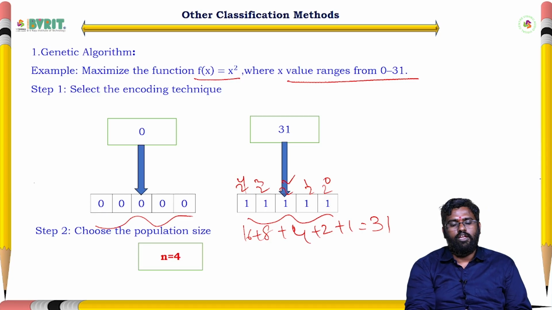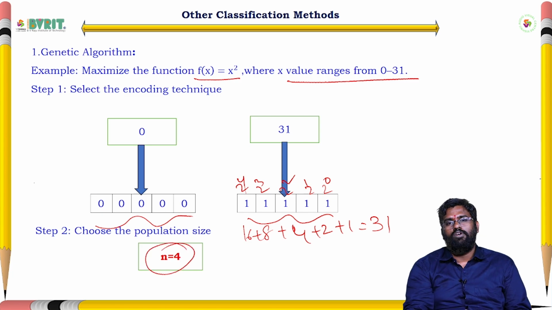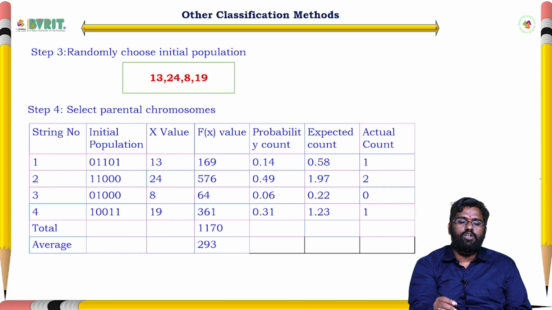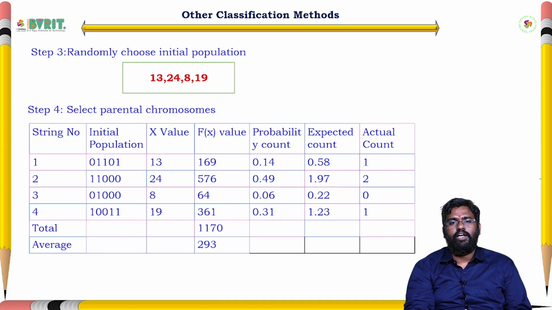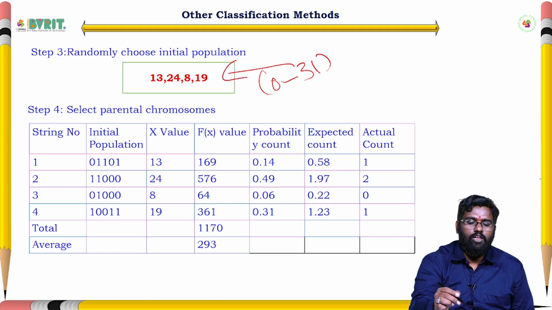That is the encoding. Then out of this range 0 to 31, we are taking the population size as 4. Based on that, the third step is we need to select the 4 values. So those 4 values are taken as 13, 24, 8 and 9, out of the range 0 to 31. We will take these 4 values.